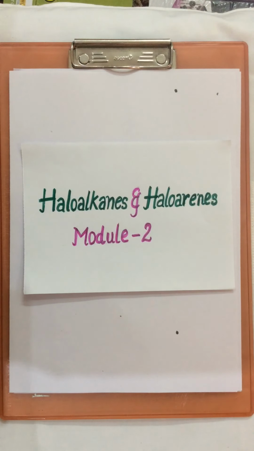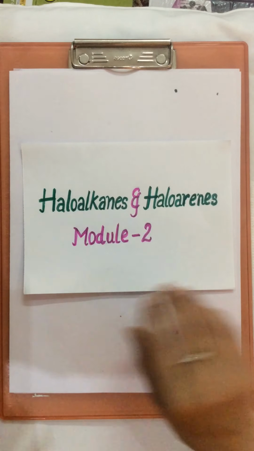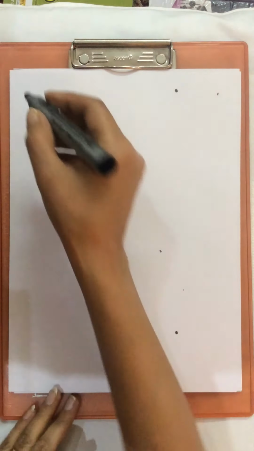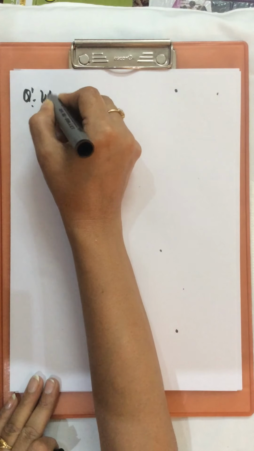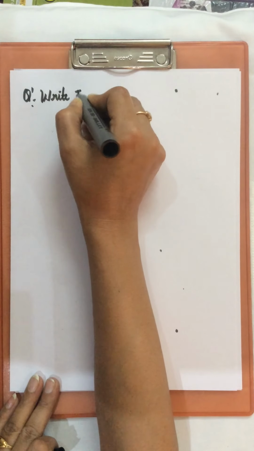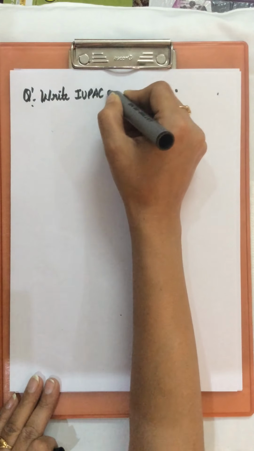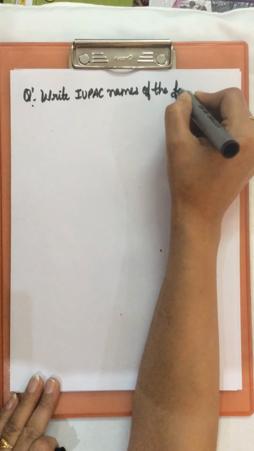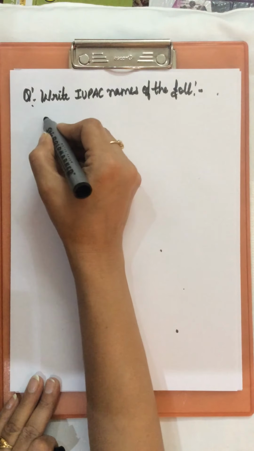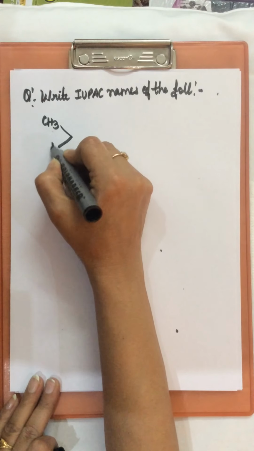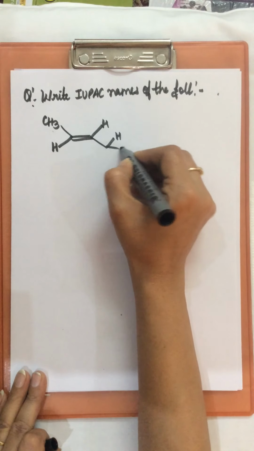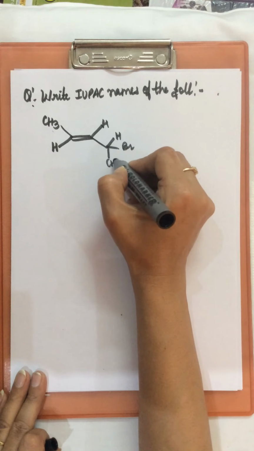Haloalkanes and Haloarenes, starting with the second class of this. Few questions first of all from the nomenclature part. Write IUPAC names of the following. This compound, how will we write its name?